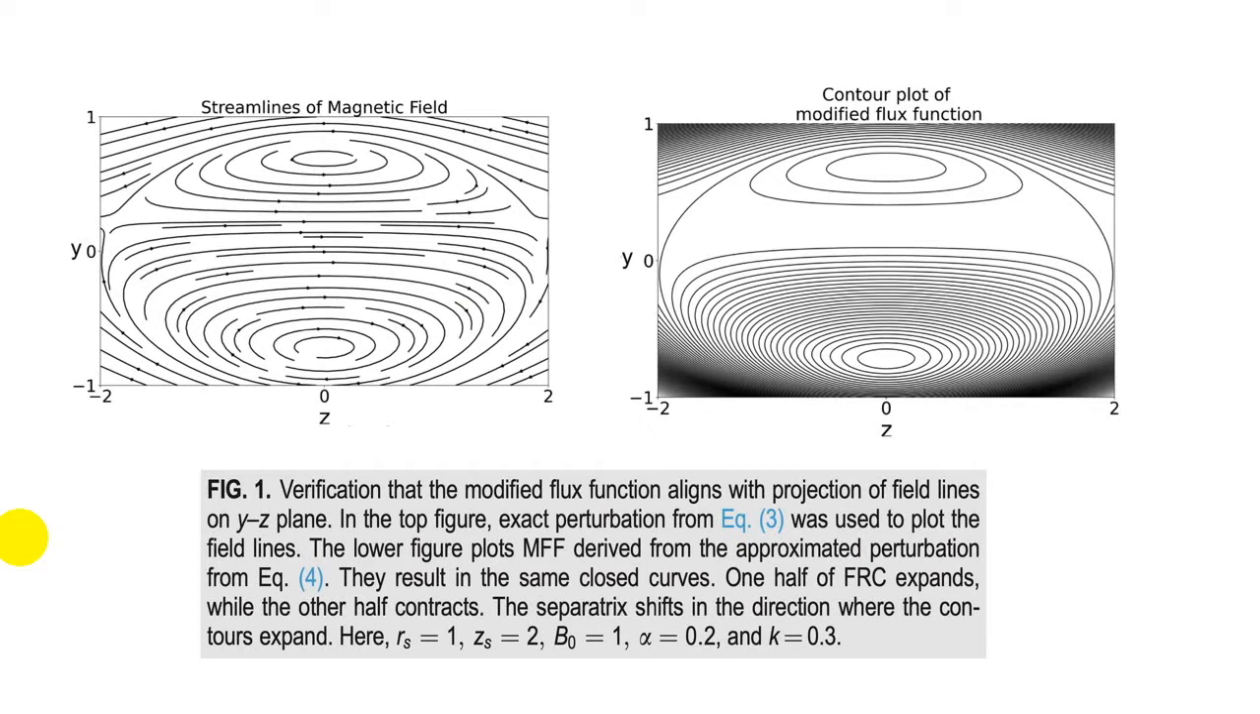And you can do something even more. If you have a function and you're plotting its contours, and you want to ask where the function is closed, you can ask where the function has its peak, where the saddle points are, where the local minima are, et cetera. Whenever there's a peak in the modified flux function, we're going to have closed field lines, right?